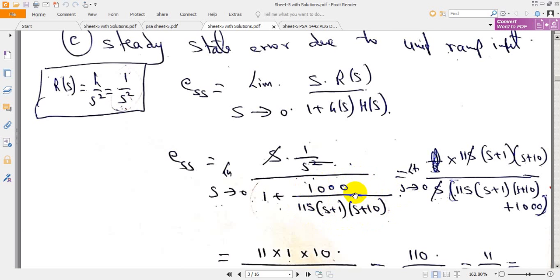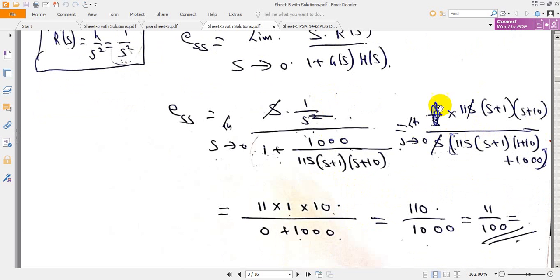Now after simplification, we will get 1 by S remaining here, and this denominator will move towards the numerator, and the remaining part will be here.